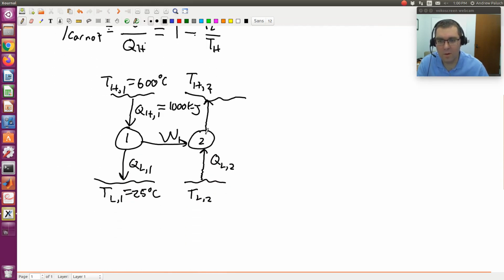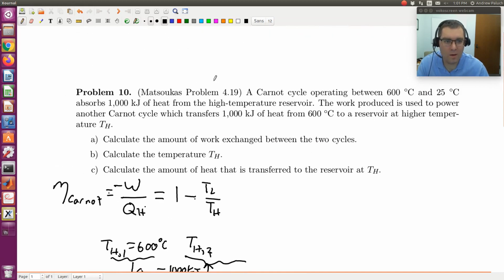So in the second cycle, when I think about this one independently, TL2 is at 600 degrees C, which just so happens to be equal to the temperature of the hot reservoir. And so it's going to extract 1,000 kilojoules from TL2, and it's going to deliver it up to this high temperature reservoir. That's going to be QH2, and that's going to be TH2. And I don't know what TH2 is.